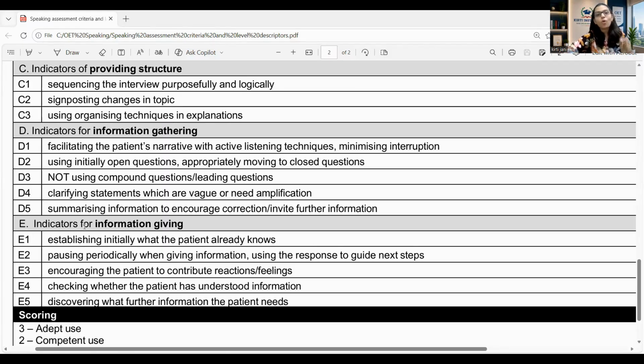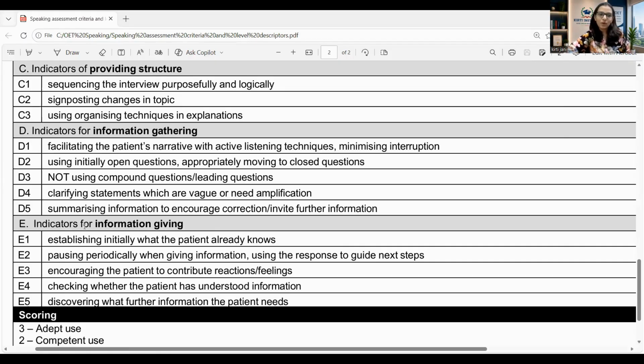However, OET records your voice. So if you're just nodding your head, it won't be recorded. So what you should do is say, okay, all right, I see. Okay, so that shows that yes, you are listening to your patient actively. And make sure that while you are doing so, you are not interrupting the patient while they are speaking.